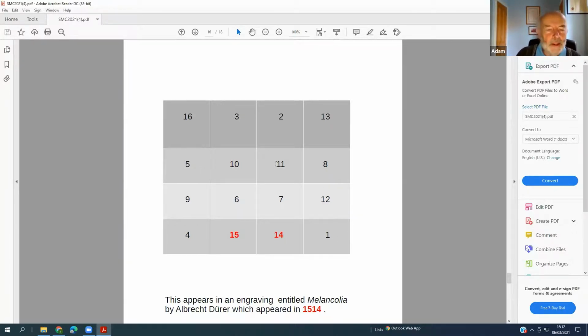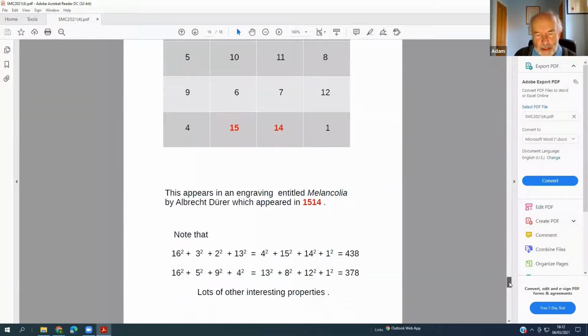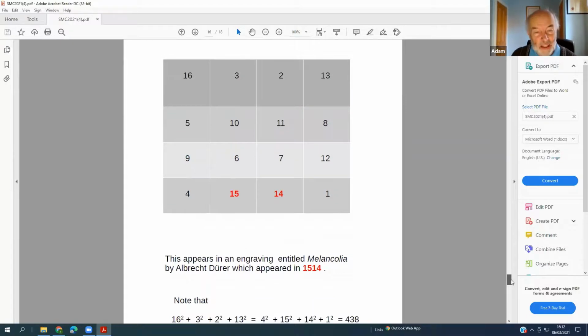But there's a bonus, because if you do the sum of the squares of the second row, it turns out to be the sum of the squares of the third row, and so on and so on. There are all sorts of things going on in that. Lots of other interesting problems. So that would be an investigation. Again, somebody could almost write a little essay all about this 4-by-4 magic square.